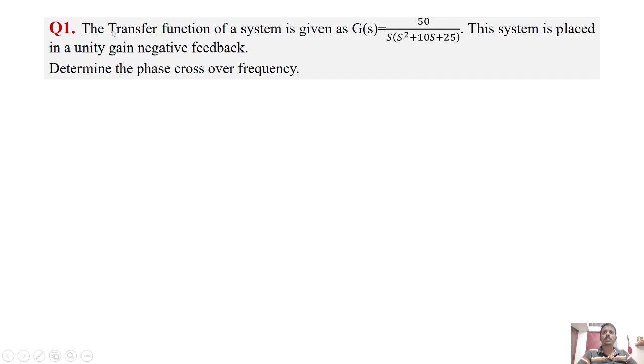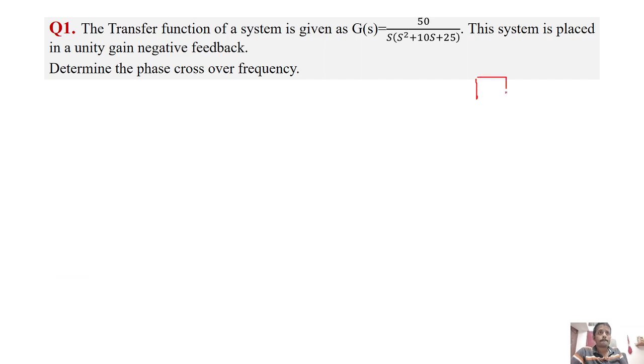The first question is, the transfer function of a system is given as G of s equal to 50 by s into s square plus 10s plus 25. The system is placed in a unity gain negative feedback, so the feedback has a gain of 1. Determine the phase crossover frequency. It's a direct question. Let us draw the system first.